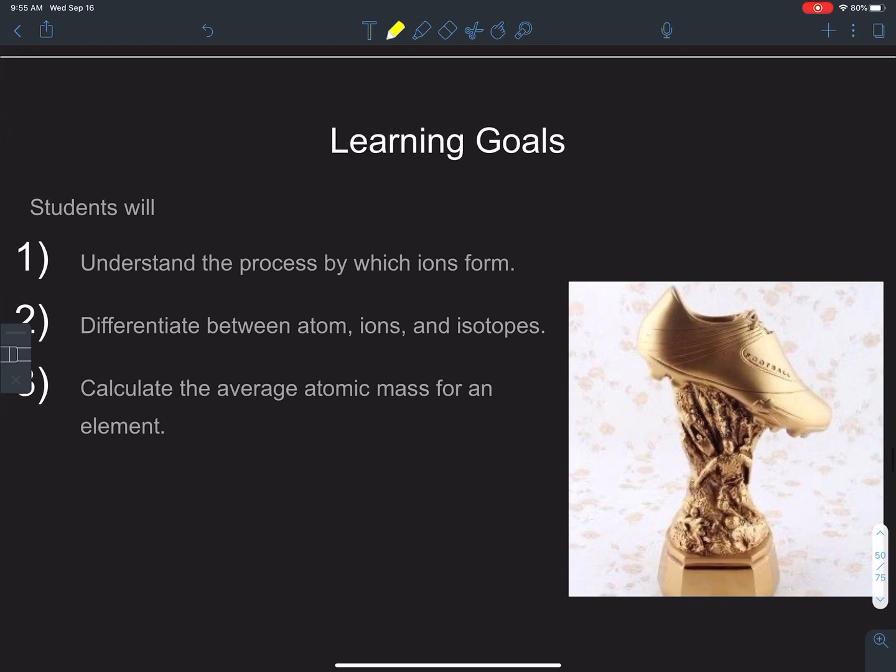So our learning goals for this portion of our unit will be to understand the process by which ions form, differentiate between atoms, ions, and isotopes, and then finally calculate the average atomic mass of an element.